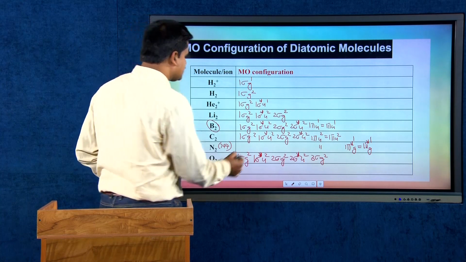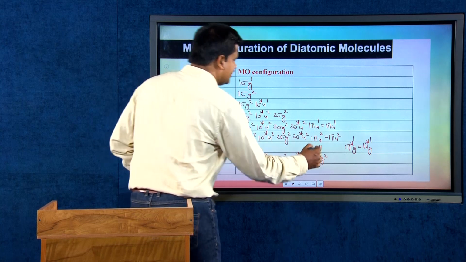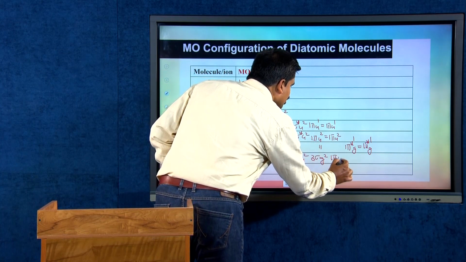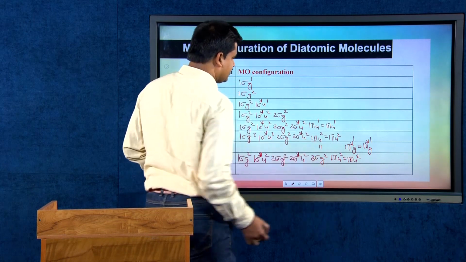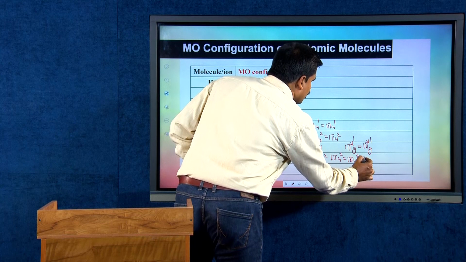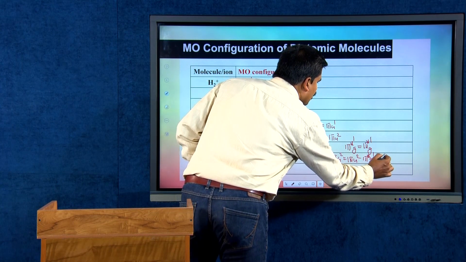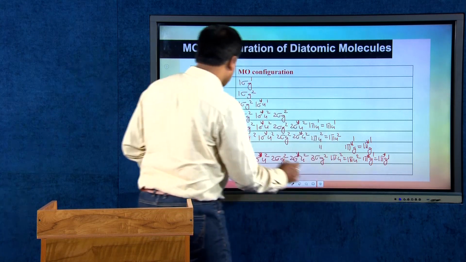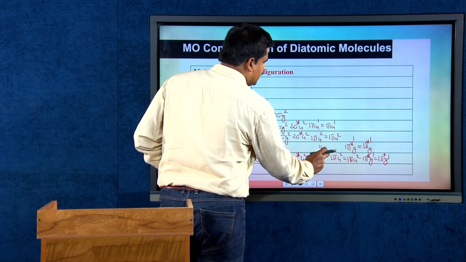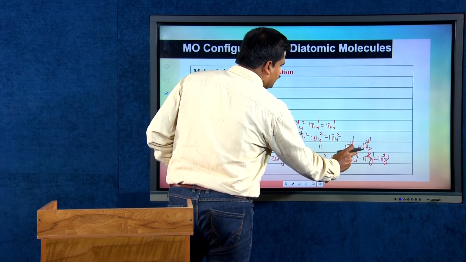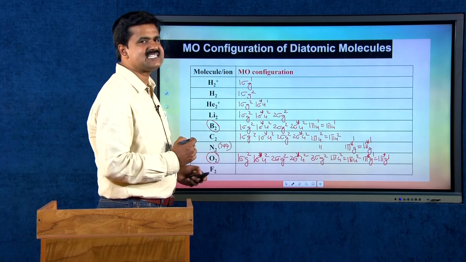So for oxygen there are 16 electrons. Then 2, 4, 6, 8, 10, then 1 pi u2 equal to 1 pi u2, so 14 are there. Then the next one, 1 pi star g1 equal to 1 pi star g1. So 2, 4, 6, 8, 10, 12, 14, 15, 16. So in the oxygen molecule there are 16 electrons.